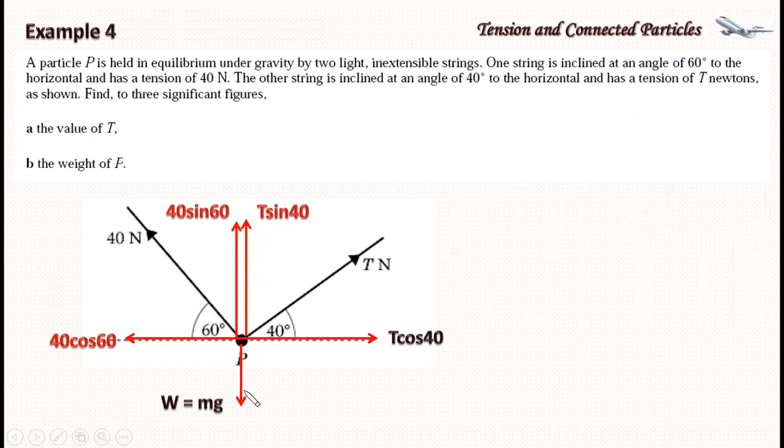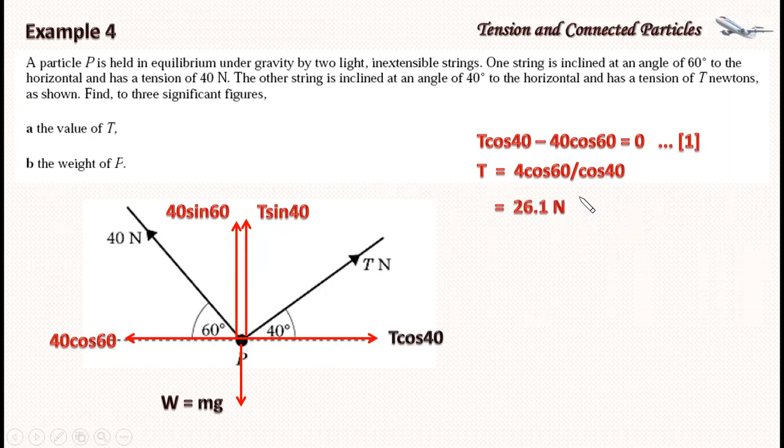Now from the principles of statics, upward forces equal downward forces, and the sum of forces to the left equals the sum of forces to the right. So this will give us T cos 40 minus 40 cos 60 equal to 0 for the horizontal components. From here, we can find the value of T, which will be equal to 40 cos 60 divided by cos 40. And that gives us 26.1 newtons to three significant figures as required.